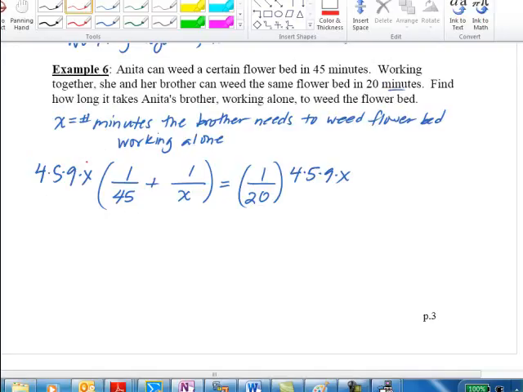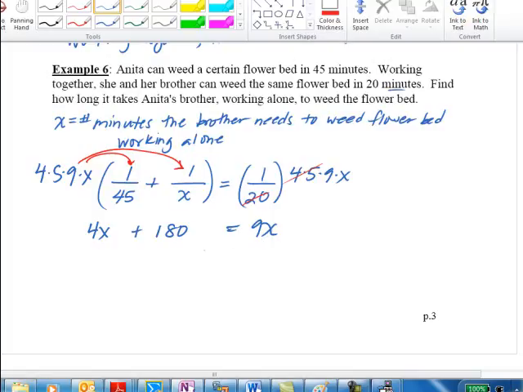So on the left, again, we will distribute because there's addition there. On the right, we'll just reduce. So 9x. We'll have 4x from the 1/45th times this group. The 5 and the 9 will reduce. And then we'll have the x's reduce. So 20 times 9 is 180.